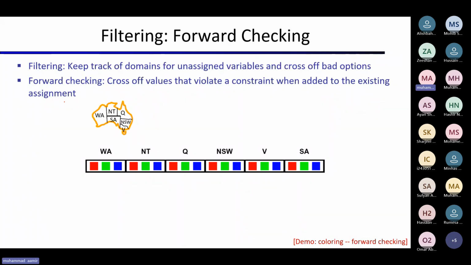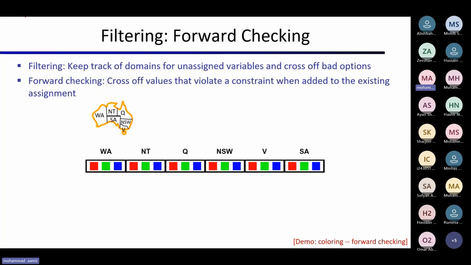Okay, so filtration has three concepts. The first is forward checking, the second is consistency. And consistency itself has three different variations: one is R consistency, then we have K consistency, and then we have M consistency. We will see it shortly.